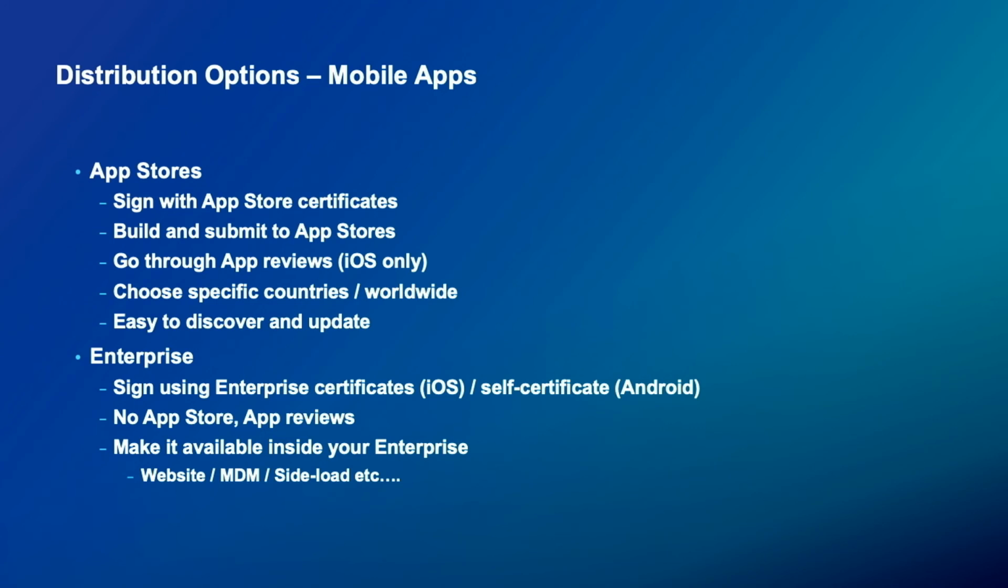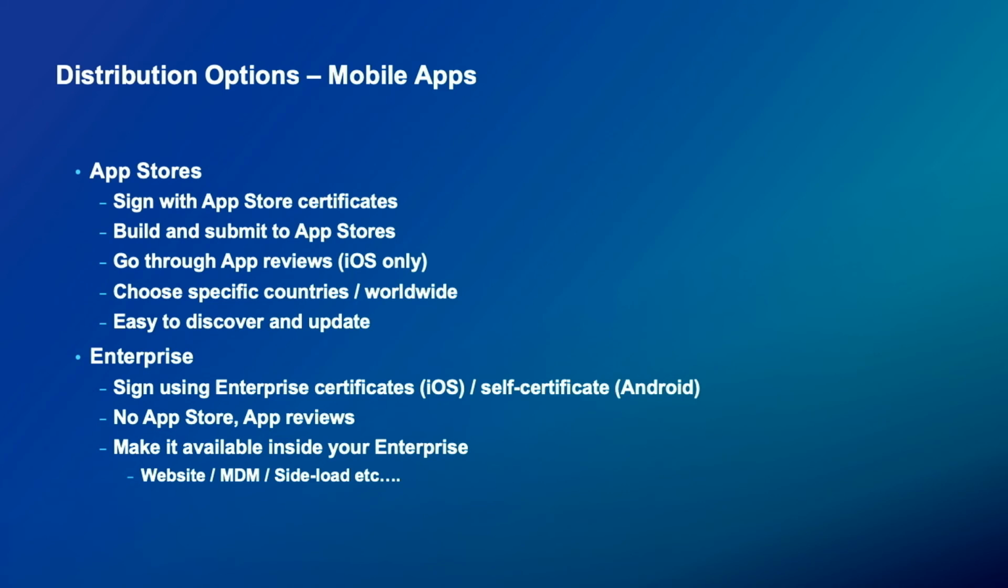So the advantage is that you sign using enterprise certificates on iOS, and on Android it's a self-sign certificate. There's no app store, there are no app reviews, and you can make it available inside your enterprise. The only downside is there's no app store, right? So you have to create your own app store, and there are many options available. You can host it on a website, you can use an MDM, you can sideload it. These are pretty common options that people use in enterprise, okay? So these are the two options.